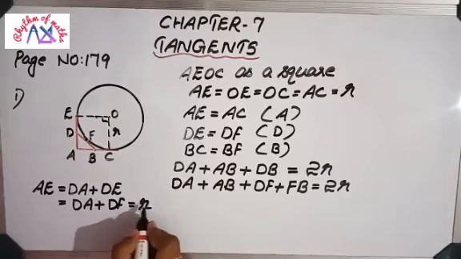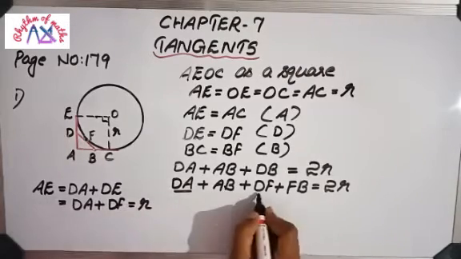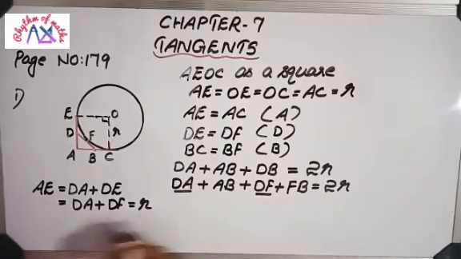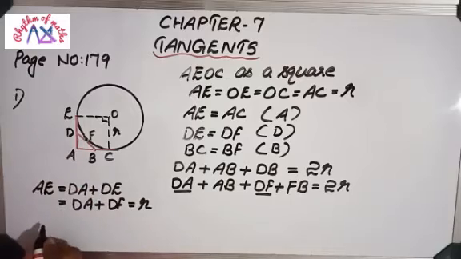DA plus DF equal to R. That means DA and DF, these two measurements we got, these two sums are R. Next, similarly consider the second tangent AC.